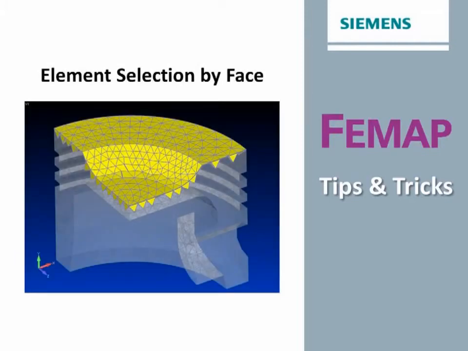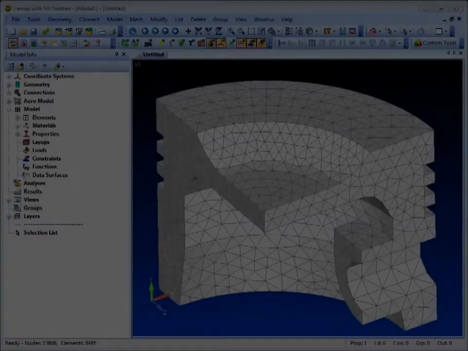Sometimes, in the absence of any underlying geometry, finite element selection, for whatever reason, can become challenging. Femap includes many capabilities that can aid element selection, and in this example we'll see how to select a group of elements that have adjacent faces.